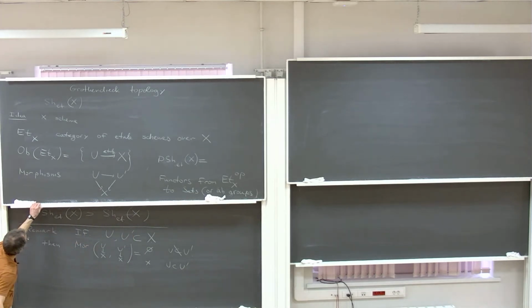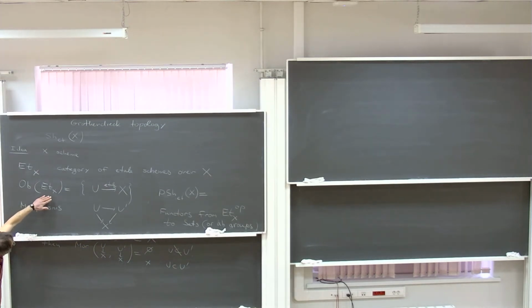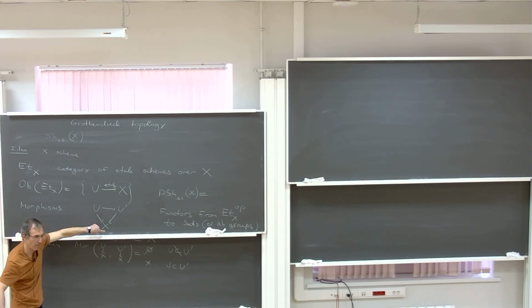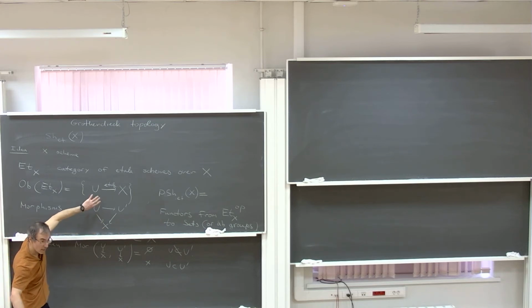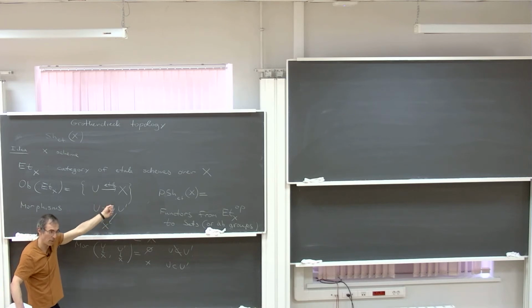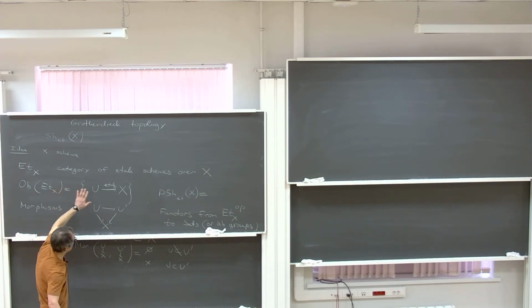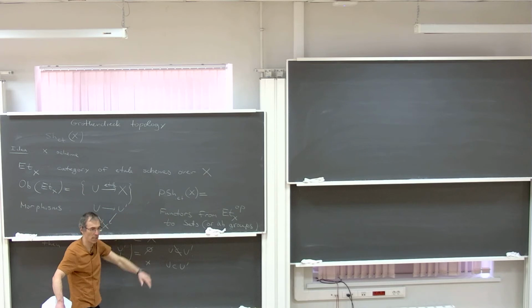The main difference here is that objects, in general, may have many automorphisms. For example, you can take for U a finite Galois cover of X, and then the Galois group of U over X will act on this object. So it's important to consider this as a category, not just as a set.